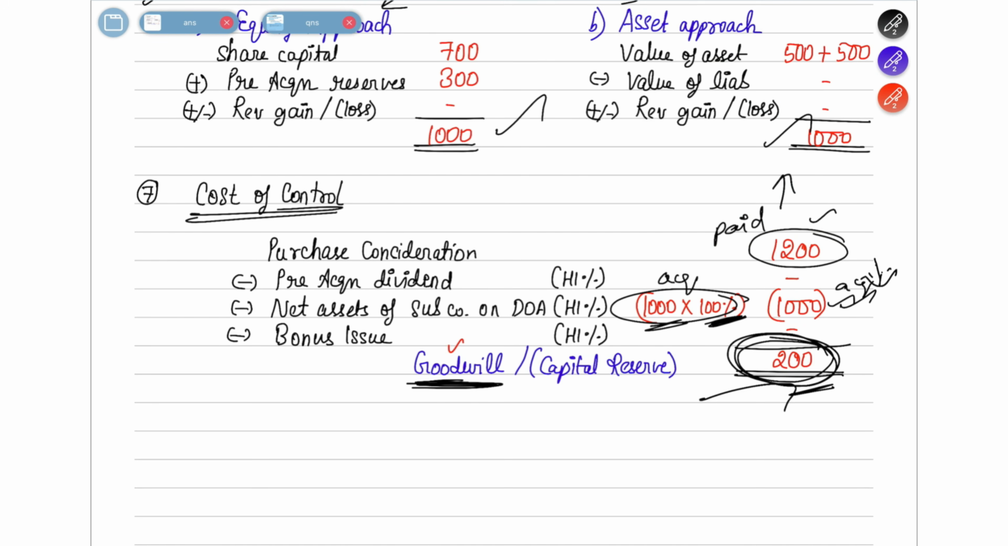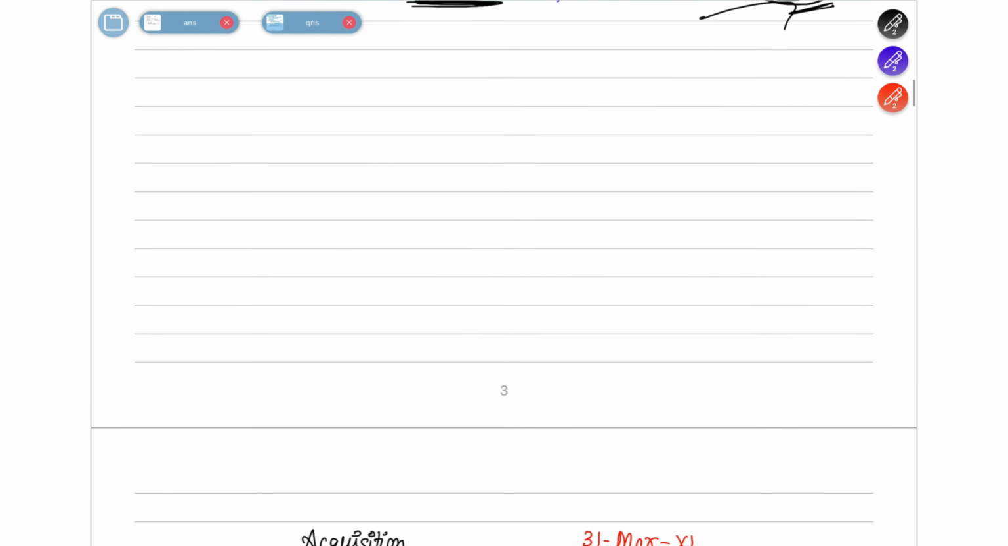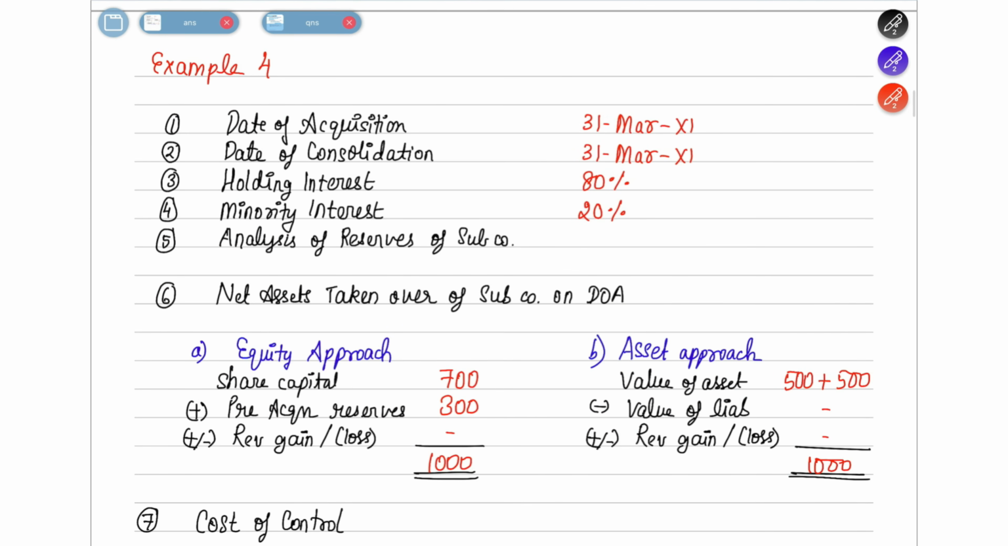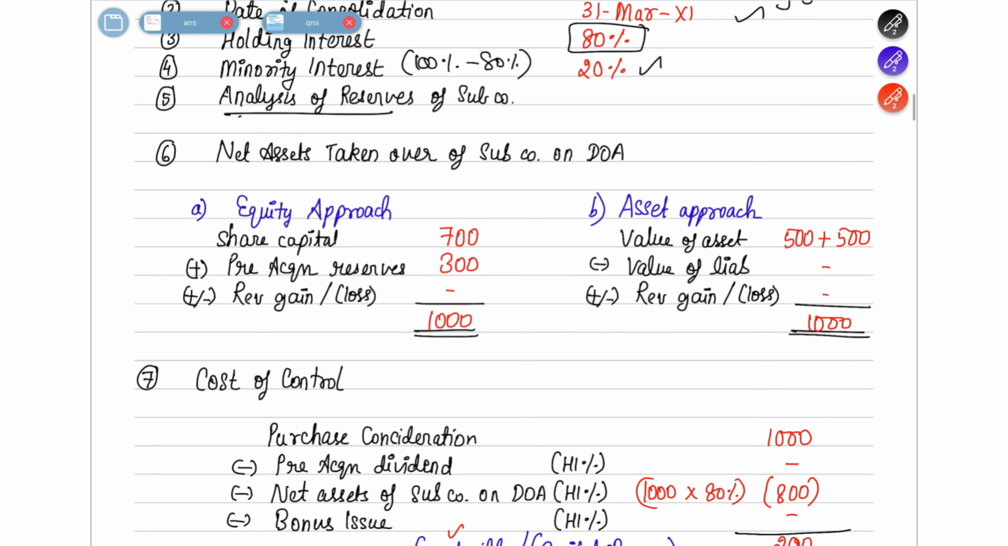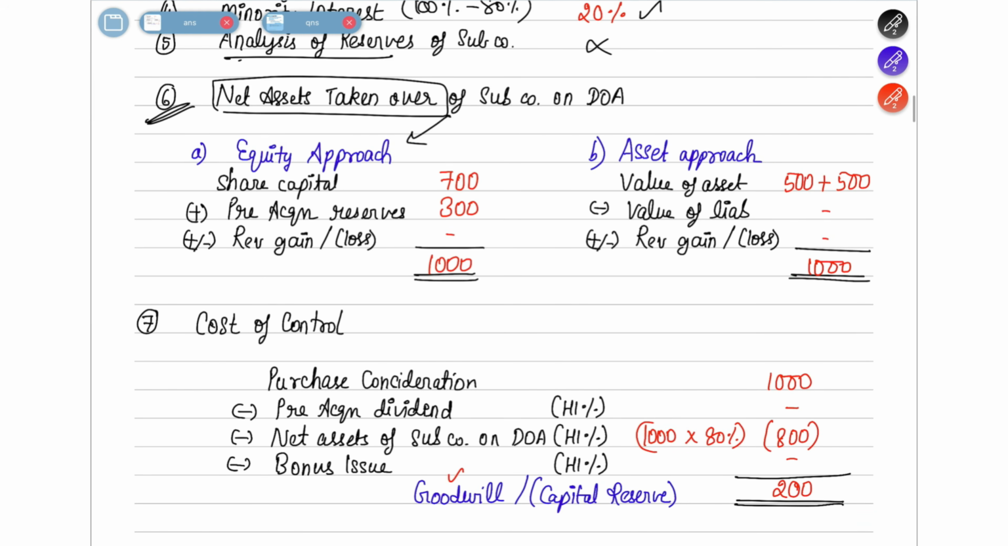So now let's move on to the answer of example number 4. So example number 4, your date of acquisition is the same, date of consolidation is the same, 0 difference between both. So the entire period before that is going to be a pre-acquisition period. Your holding interest is 80%, so the remaining will be your minority interest, which is 100% minus 80%. So 20% is your minority interest. No analysis of reserves because there is no pre or post period. Now we are moving to step number 6, which is net assets taken over. So you can either do it via equity approach or asset approach. You're going to get the answer as 1000 only.